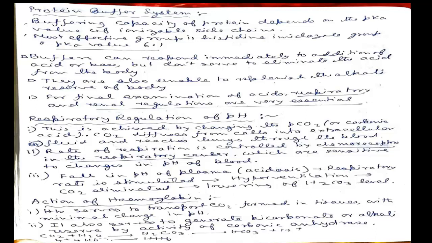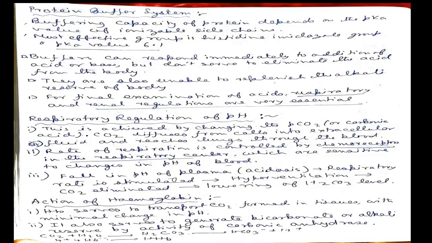Now one thing we should remember about these buffers. Buffers act quickly to respond to change in pH, but they cannot permanently eliminate the acids from the body. They are also unable to replenish the alkali reserve of the body. For final elimination of acids, respiratory and renal regulations are very essential.